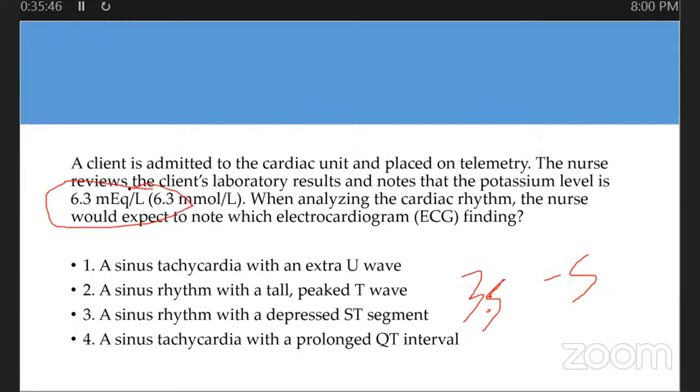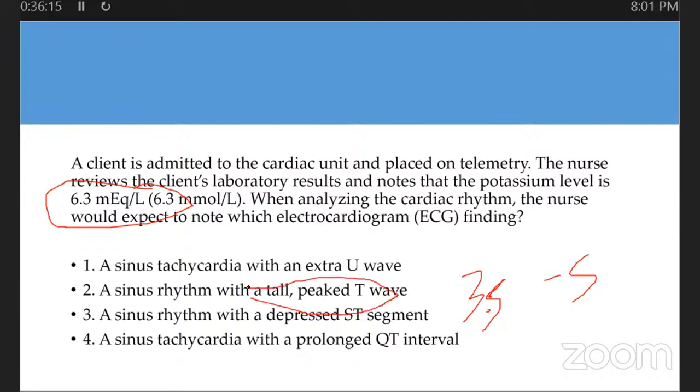And these are some vital lab values you need to know, some indicators, your ECG indicators. Because if I see that my client is hyperkalemic, what do I need to see on the Nclex? How does hyperkalemia show on the Nclex? You're going to see a tall peaked T wave. That's one thing you will see if your client is in hyperkalemia. You're going to see a tall peaked T wave.